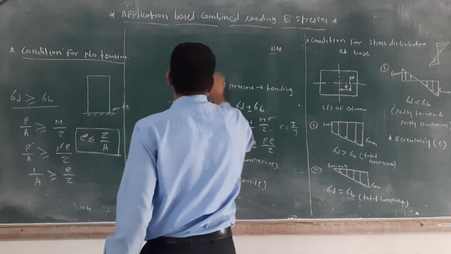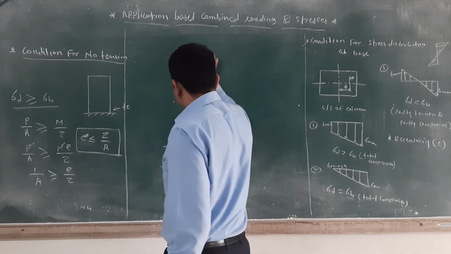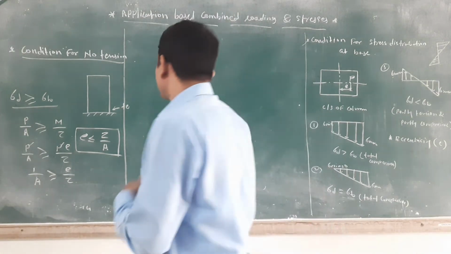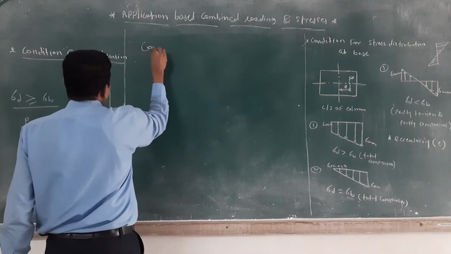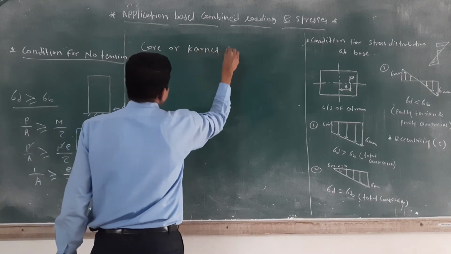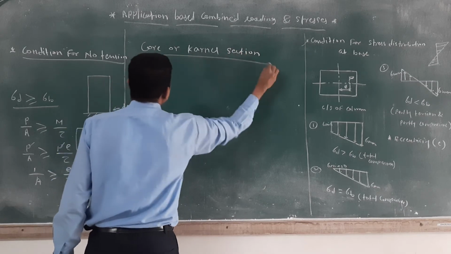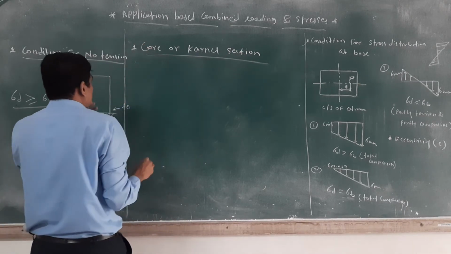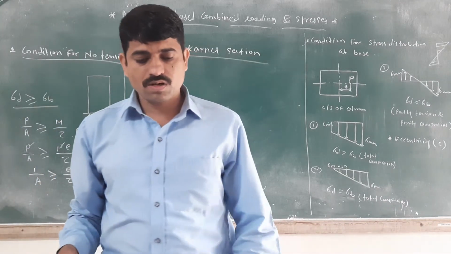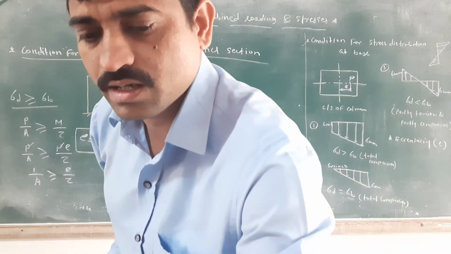Next heading: core or kernel of section, also called the middle third rule. It is very important. When you are solving numericals, we need the core or kernel section. What is the core and kernel section? We will see the details one by one.